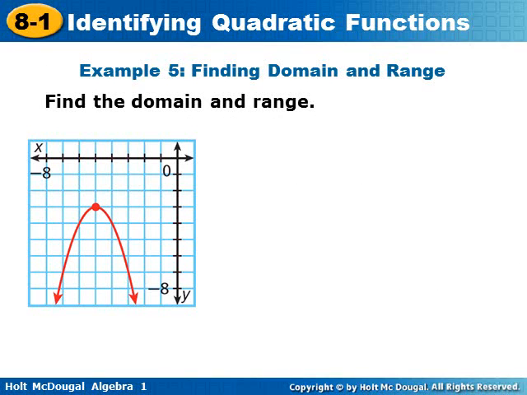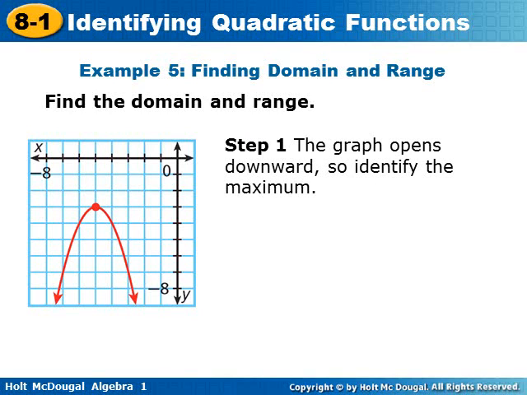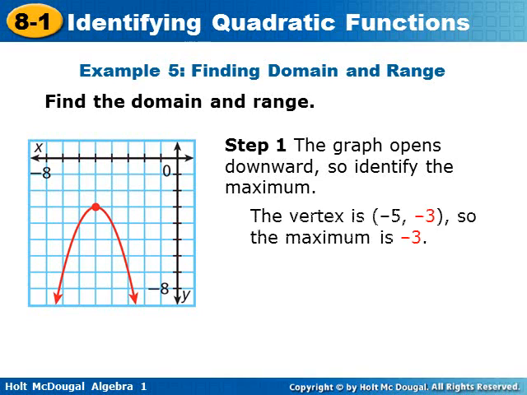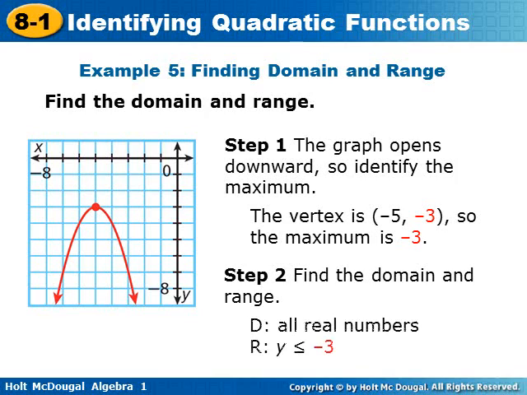Find the domain and range. Step 1. The graph opens downward, so you need to identify the maximum point. The vertex is negative 5, negative 3, so the maximum value for y is negative 3. Step 2, you find the domain and range. The domain is not stated any differently, so you can assume it's all real numbers. The range then is any numbers less than or equal to negative 3, which was the maximum point.